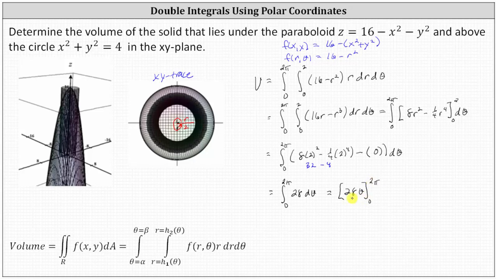And now we determine big F of 2 pi minus big F of 0, which gives us 28 times 2 pi minus 28 times 0. Simplifying, we have 56 pi cubic units for the volume of the paraboloid above the circle x squared plus y squared equals 4 in the xy plane.